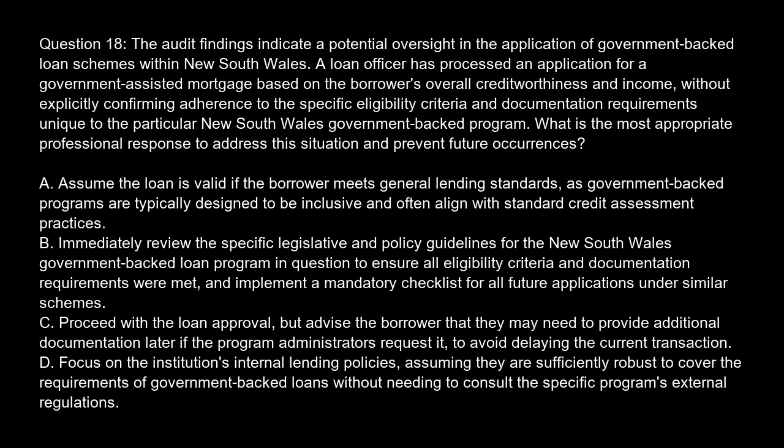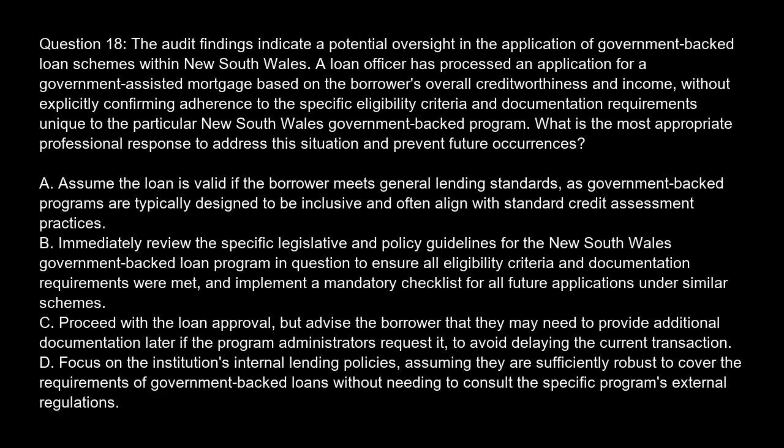Question 18. The audit findings indicate a potential oversight in the application of government-backed loan schemes within New South Wales. A loan officer has processed an application for a government-assisted mortgage based on the borrower's overall creditworthiness and income, without explicitly confirming adherence to the specific eligibility criteria and documentation requirements unique to the particular New South Wales government-backed program. What is the most appropriate professional response to address this situation and prevent future occurrences?